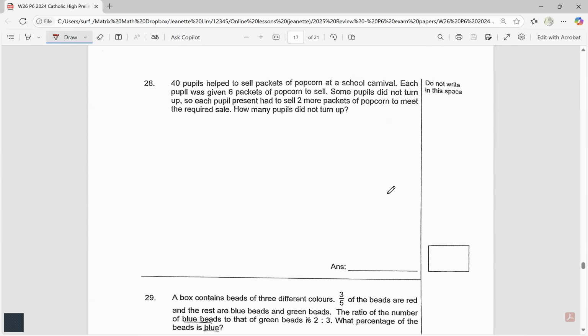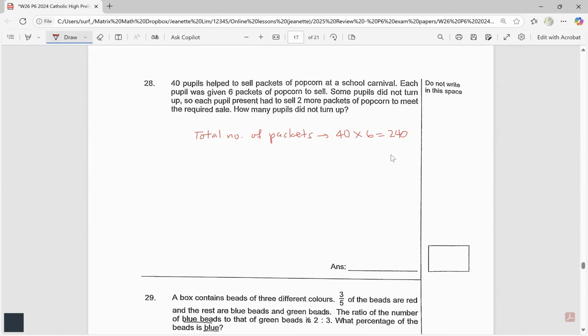Okay, question 28. 40 pupils helped to sell packets of popcorn at a school carnival. Each pupil was given 6 packets of popcorn to sell. Some did not turn up, so each pupil present had to sell 2 more packets to meet the required sale. How many students did not turn up? Okay, so firstly, there were 40 at first, right? But each pupil is supposed to sell 6 packets. So the total number of packets that they had to sell would be 40 times 6.